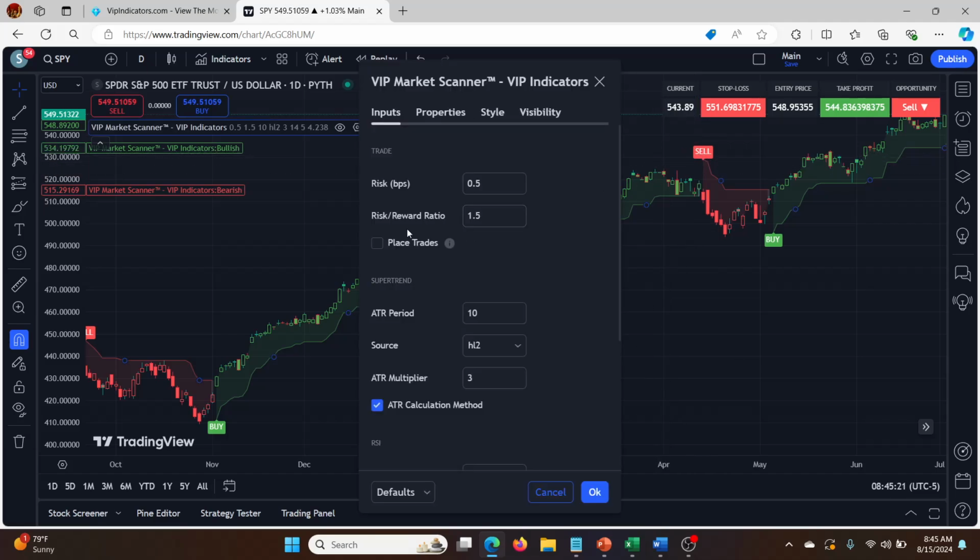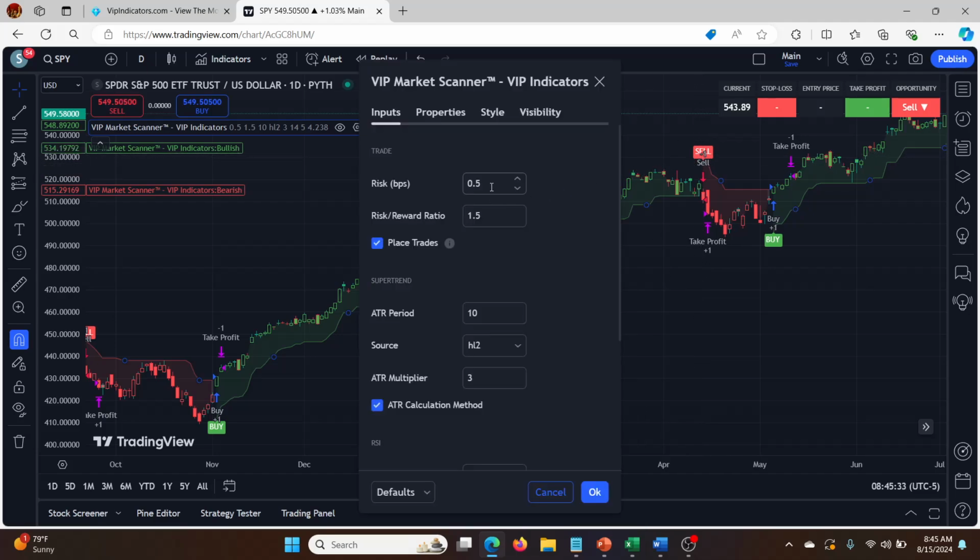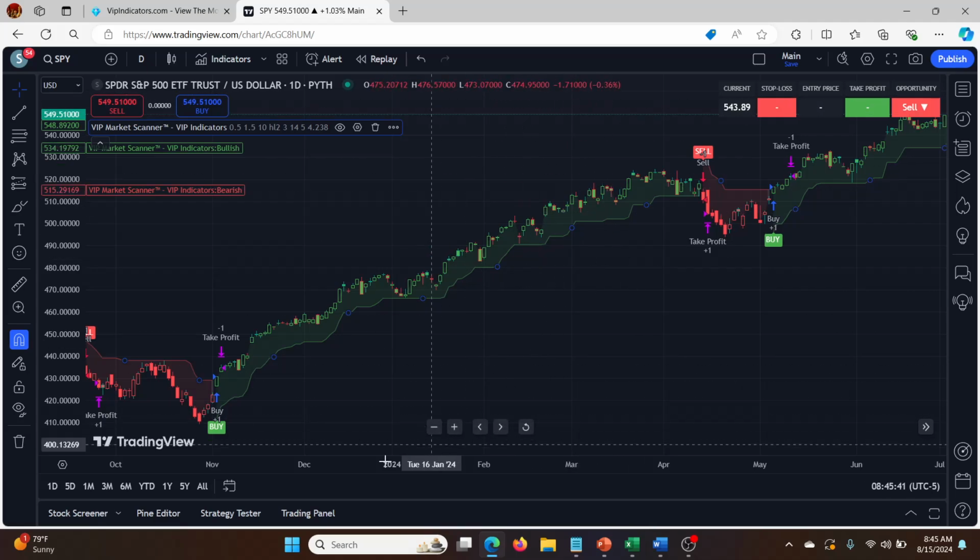So we go into here and we hit place the trades, which is basically backtesting. You can see that these little markers appear where you have a sell and you take profit. So whatever this is set to right now, and you can set that in the actual settings here, so you can set your risk and risk reward ratio. I've messed around with these and it doesn't change the outcome very much of the backtesting, so I'm not going to bother with that right now.